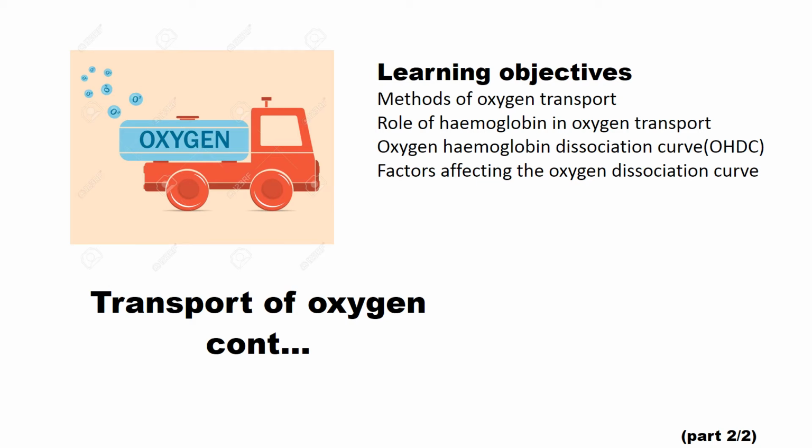We'll continue with the transport of oxygen in this class. We have already studied about the methods of oxygen transport and the role of hemoglobin in oxygen transport. In this class, we'll be studying about oxygen hemoglobin dissociation curves and the various factors which affect it.